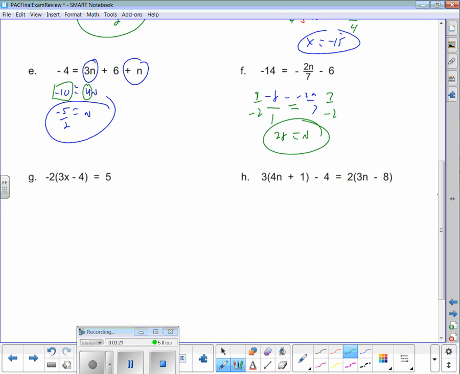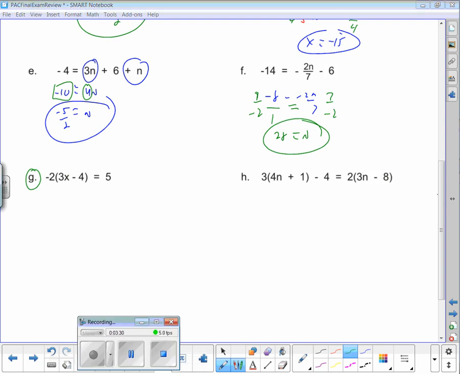All right. I wish I had time. We'd do it. But for time's sake, I'm going to do the more complicated one. Do H. Not only do you have to distribute, you have variables on both sides. So do H.